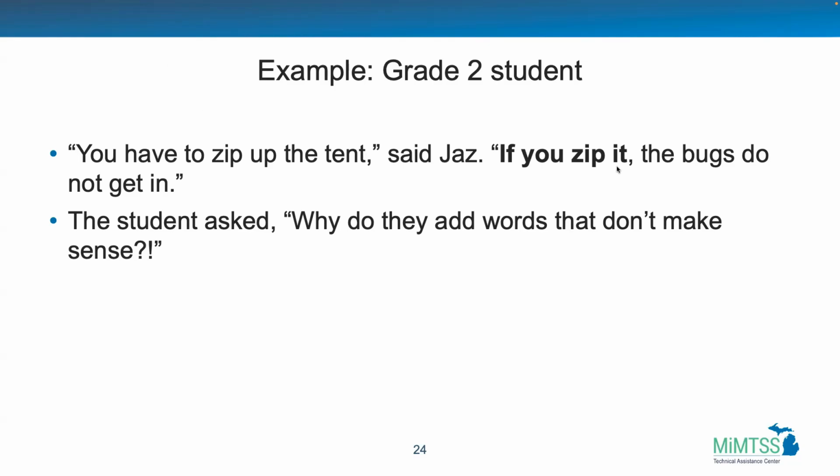So when our kids can make connections, it strengthens their comprehension. This student had a difficult time understanding that if you zip it, they're referring to the tent. If you zip the tent, the bugs don't get in. This student required explicit instruction to understand the structure. So this is a really nice example of how comprehension is impacted if we're not explicitly teaching things like cohesive ties.